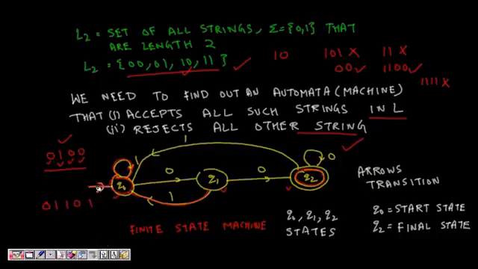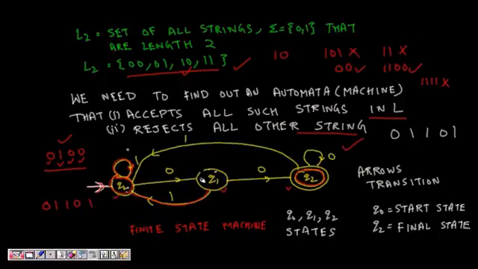I always start from the start state. I see a 0, I will go to Q1. I see a 1, I will come back to Q0. Let's write it out: 0 1 1 0 1. When I see 0, from the start state I go to Q1. At Q1 I see a 1, I go to Q0. Again I see a 1, so I remain at Q0.